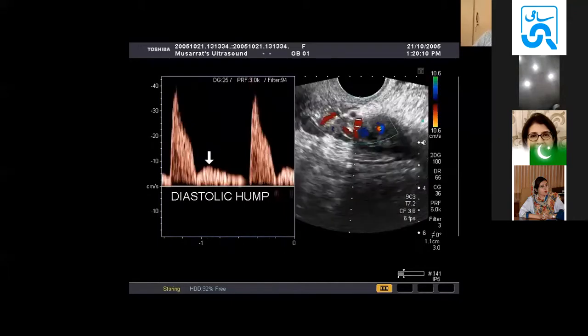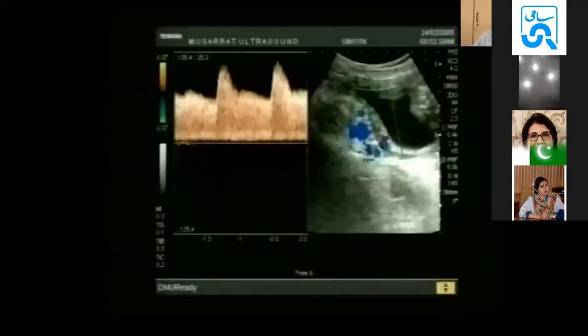Let me show you the next picture. Now, this is not sharp. There is a hump. This is the hump, which means that the diastolic component has flattened out, and that means the resistance is changing to low resistance. That means more blood is going, which is normal. And when the pregnancy advances, we see the start of the diastolic, end of the diastolic, and we don't see the notch. This is normal when you go into the second trimester or third trimester.